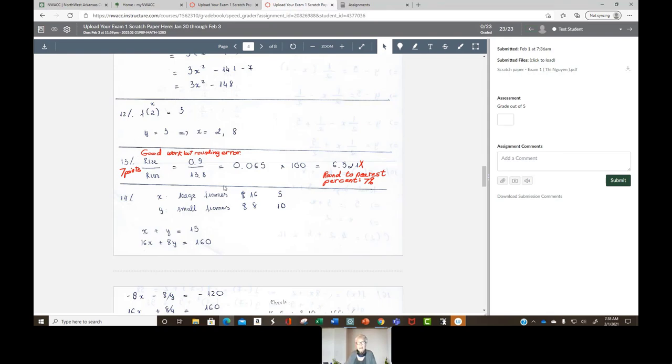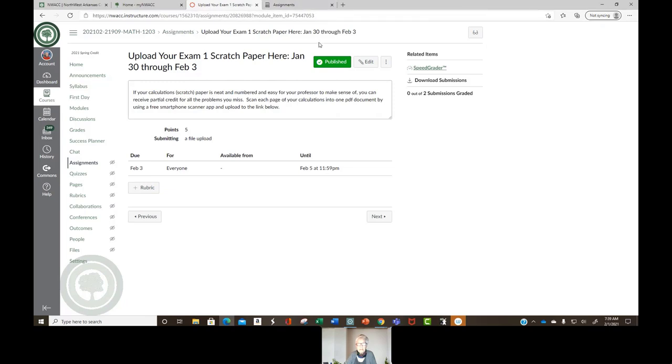It's to your benefit to number the problems on your scratch paper and make it very neat so I can read it. If you're doing problem number 15, then I can easily find problem number 15 on your scratch work. Go through it, see what you got right, give you points for what you got right if you got the problem wrong. Okay, so that's what you do, and then I grade your exam and the paper.